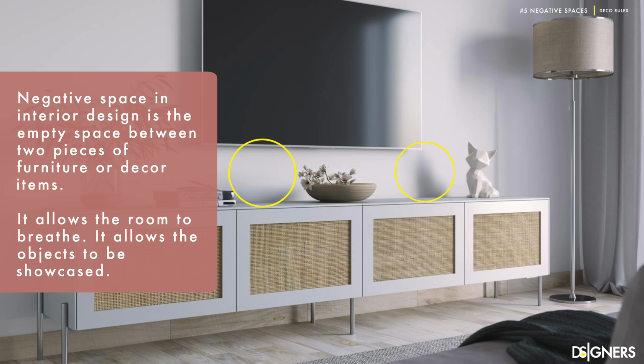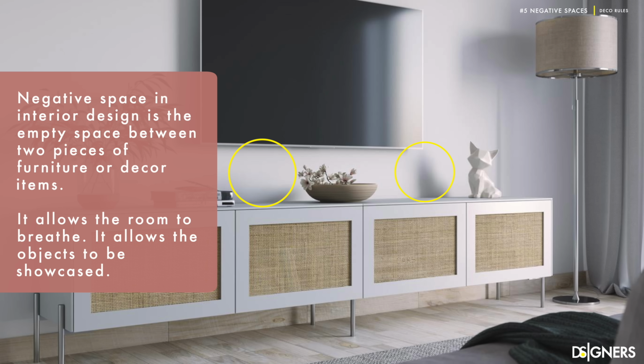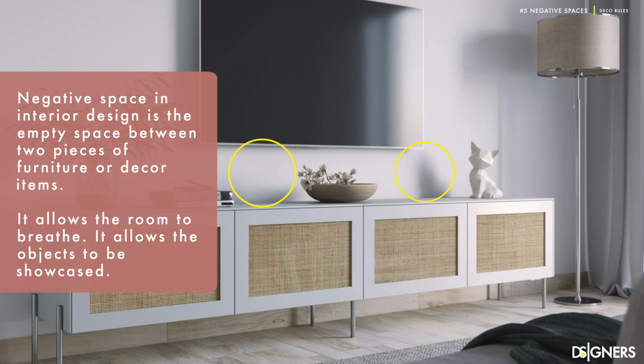It allows the room to breathe. It allows the objects to be showcased. Negative spaces have the ability to eliminate distraction from the focal point and serve to create perfectly balanced interiors. Let's see some easy ways how you can follow this rule.